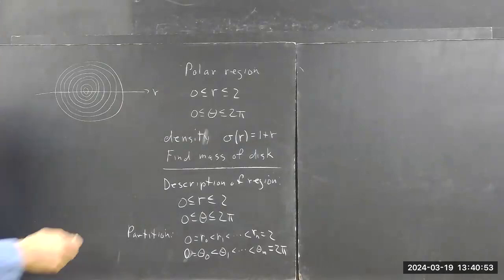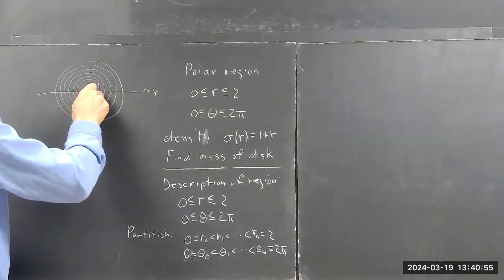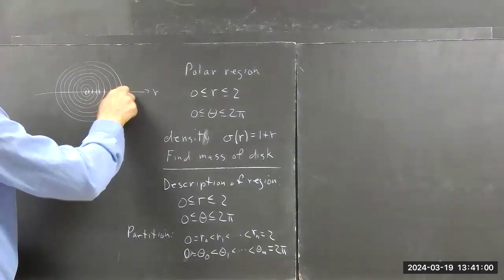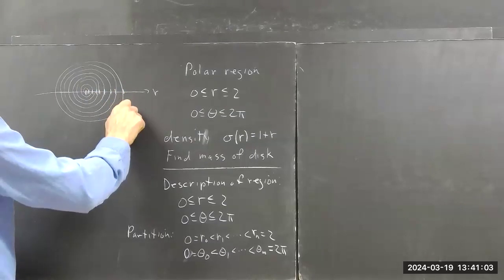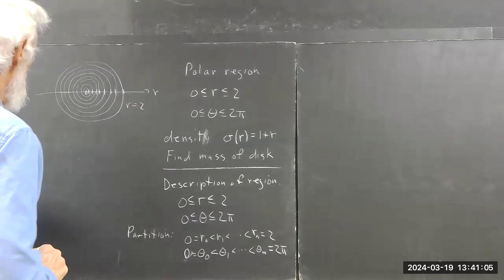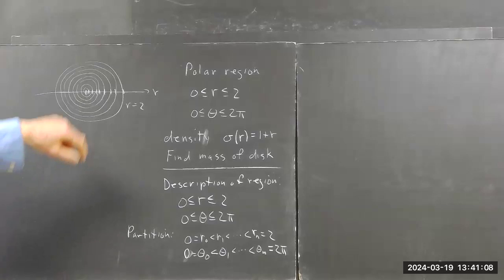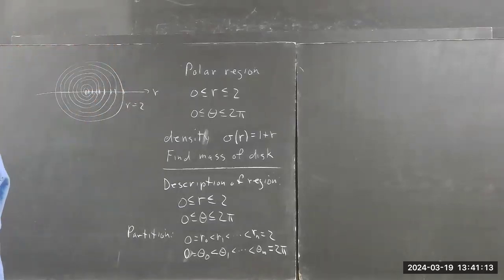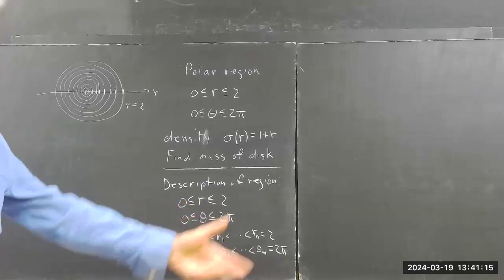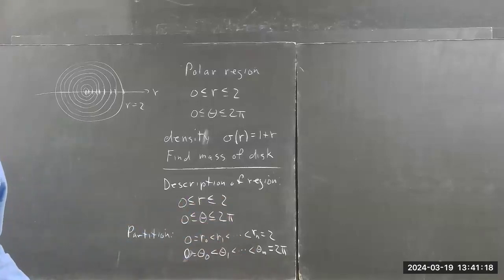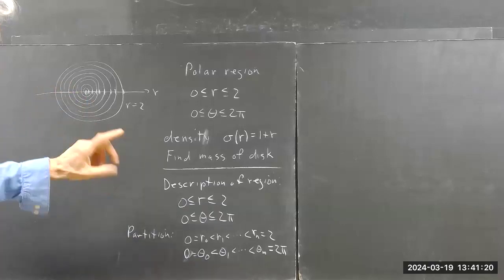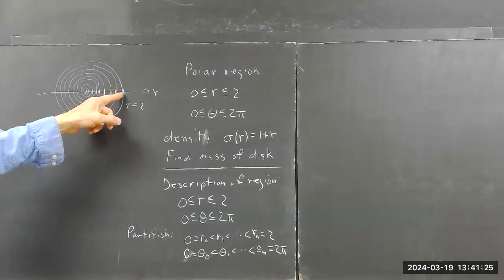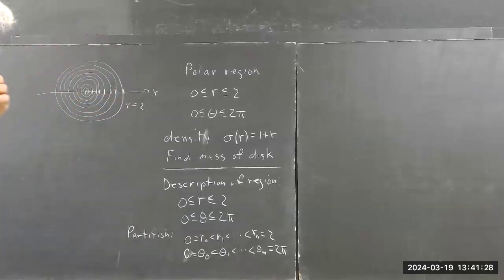Here's our R axis, and we partition the R axis from 0 to 2. Each of those partitions corresponds to a ring, because of course theta goes all the way from 0 to 2 pi, right? So theta can be any angle. So all the points between R n minus 1 and Rn lie within this ring.